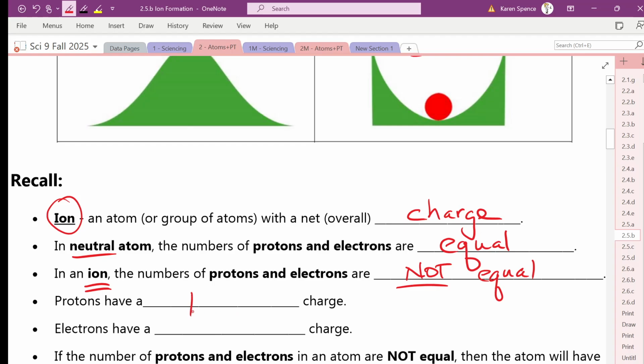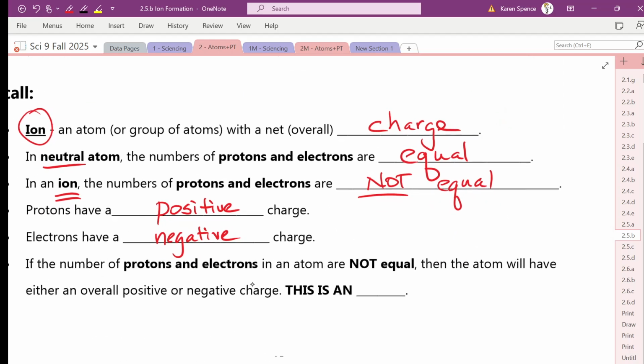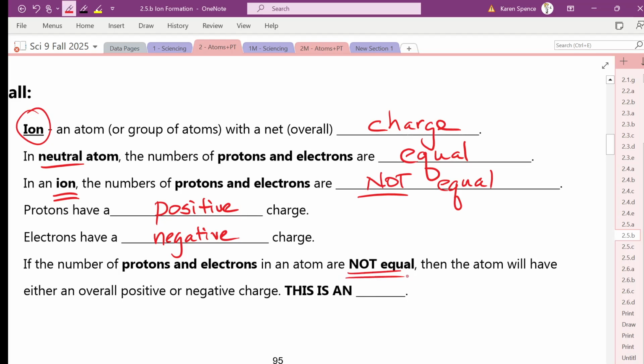Protons have a positive charge. Electrons have a negative charge. If the protons and electrons are not equal, then the atom will have either an overall positive or negative charge. We would call this type of particle that has an overall charge an ion. Okay, so that was just a quick little review of vocab.